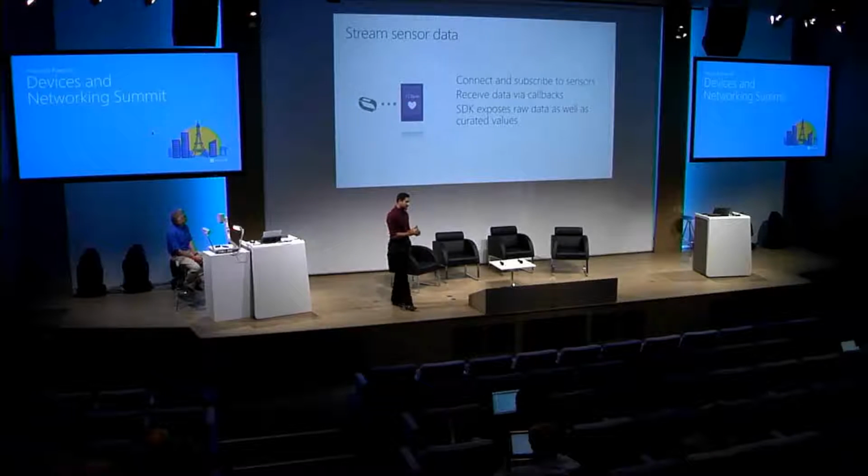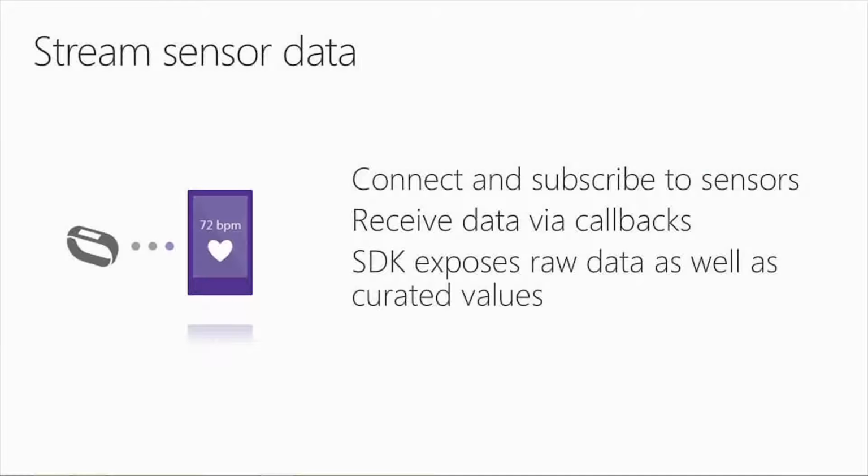So let's talk about the first of the three ways in which you can interact with the Microsoft Band, which is the Microsoft Band sensors. Using the SDK, you can connect and subscribe to Microsoft Band sensors. We call these sensor streams. So as an application, you can subscribe to the heart rate stream or any of the other accelerometer or gyroscope streams.